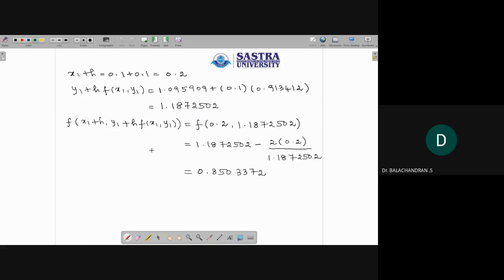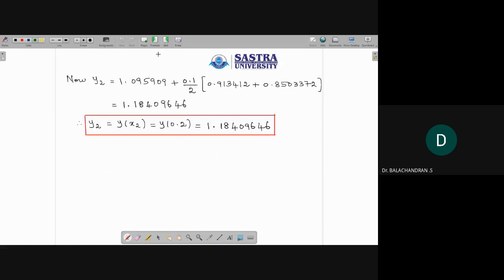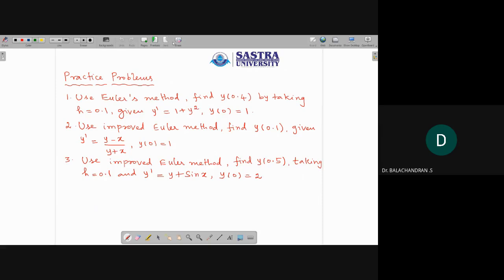Same procedure, that's why I'll skip. Finally, substitute in the formula, you'll get the value of y2. If you have any doubts in these two columns, you can ask me. This is a practice problem using Euler's method. You should solve this problem using the improved Euler method. You try to solve this problem.